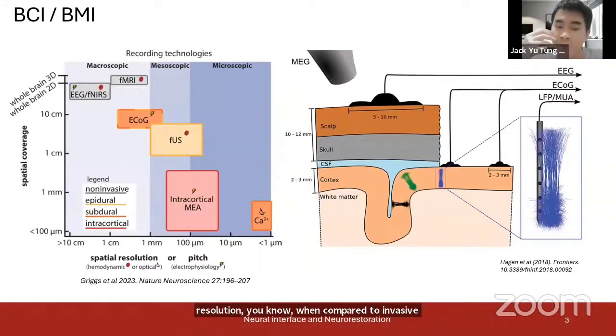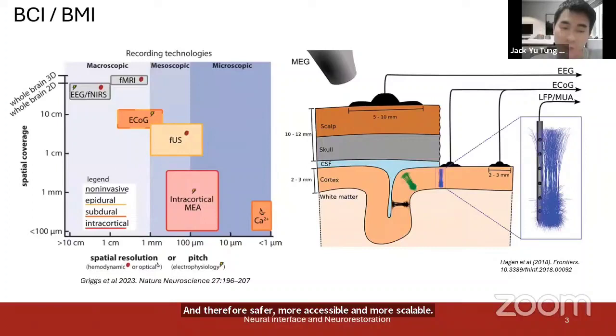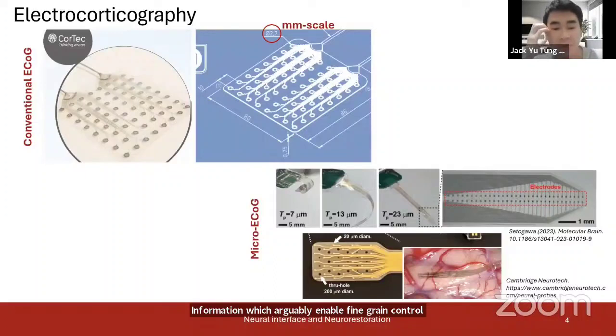However, non-invasive BCIs are advantageous as they do not require surgical procedures that will put the neural tissue at risk and are therefore safer, more accessible, and more scalable. Invasive BMIs, brain-machine interfaces, on the other hand, offer high spatial resolution information, which arguably enable fine-grained control. So among invasive interfaces, ECOG and intracortical microelectrode arrays or MEAs are the most common types.